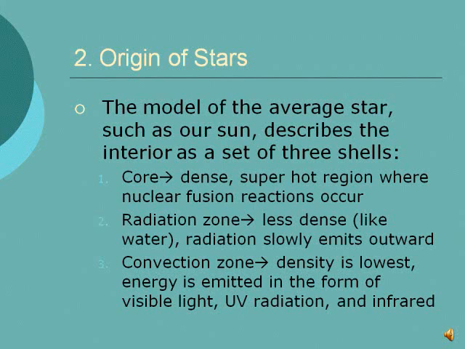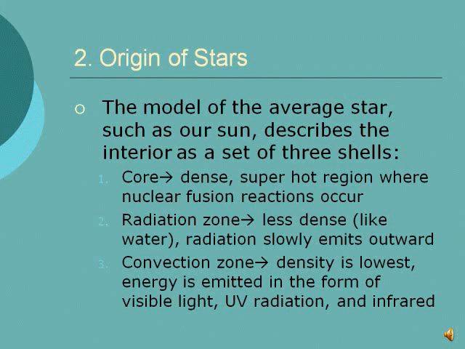The model of the average star, such as our sun, describes the interior as a set of three shells. You have the core, the radiation zone, and the convection zone. The core is very dense. It's a very super hot region where nuclear fusion reactions occur. Like I said, it's the hydrogen fusing together to make helium.